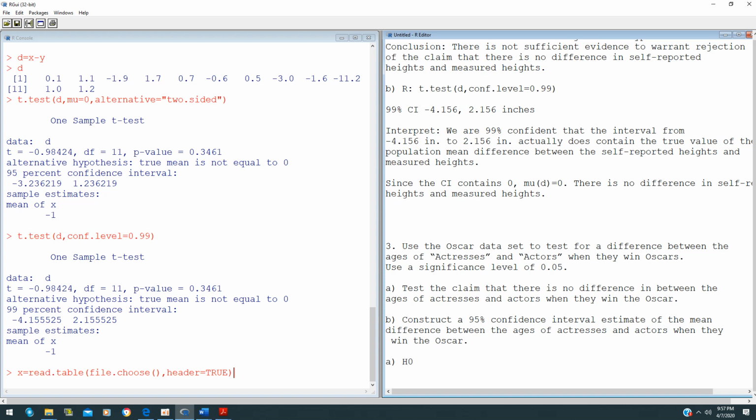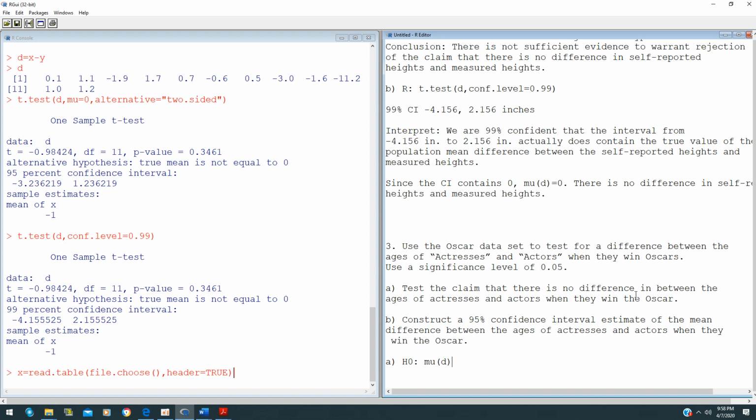So the null hypothesis in this case is mu d. And again, we use mu d in this case because you want to figure out if there's a difference between these two ages here. Because it comes from the same year, let's say in this year there is one actress and one actor who won, so they want to figure out how they are winning. So this is called a matched pair.